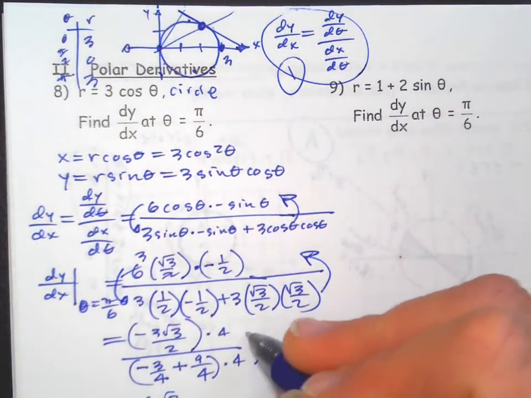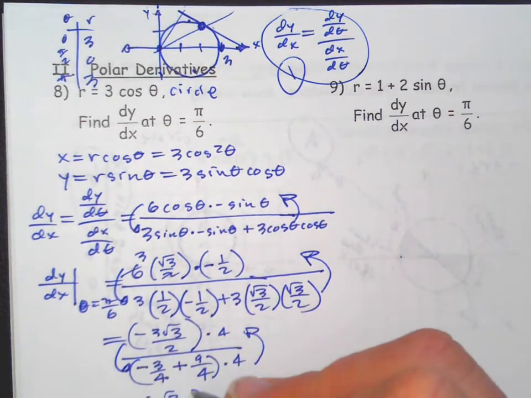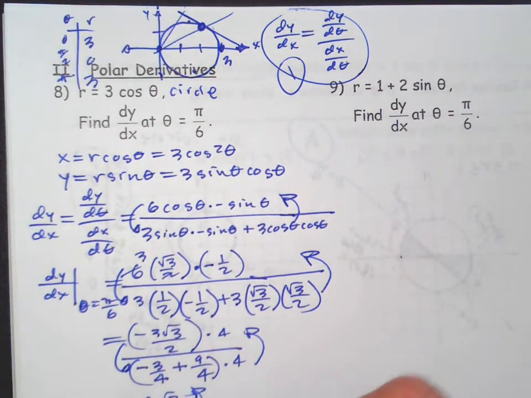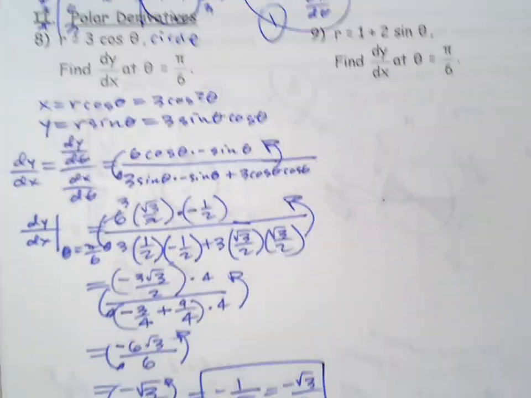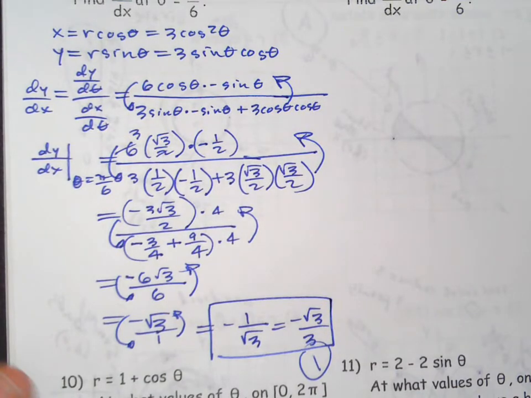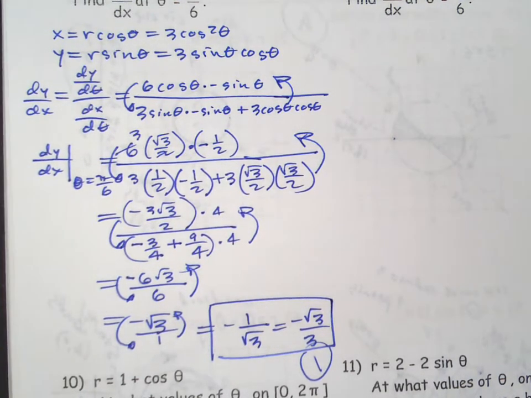I'm not going to redo all the work. I'm going to just draw these arrows to show that. So it should be negative 1 over root 3 or negative root 3 over 3. Oops. All right. Came out negative, as expected. All right.